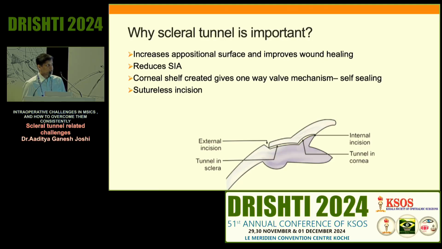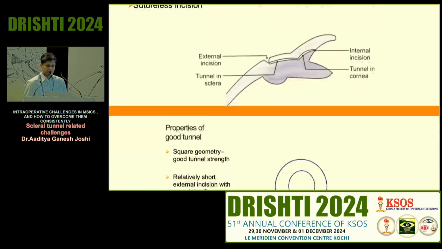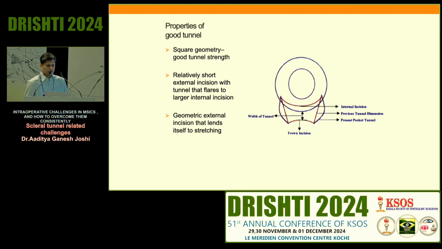This is how the cross-sectional anatomy would appear. How the good tunnel should be: it should have a square geometry so that it gets good strength. The external incision should be smaller than the internal larger incision. And the side pockets or the scleral pockets should accommodate the nucleus when it comes out of the anterior chamber.